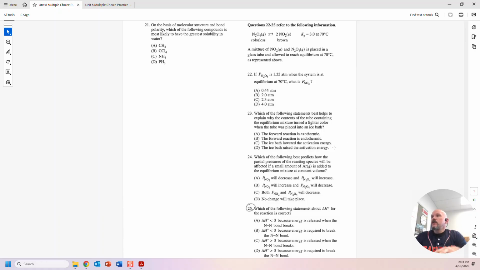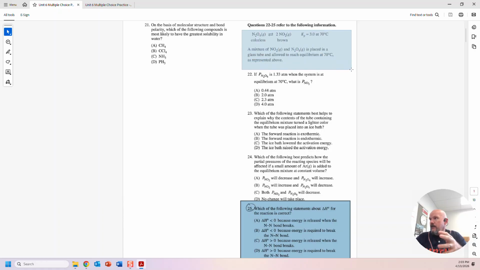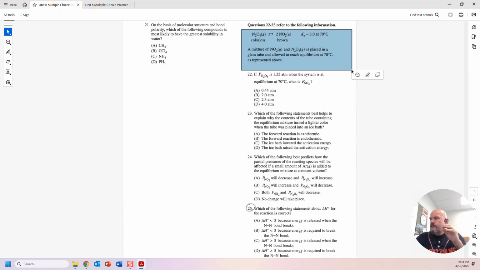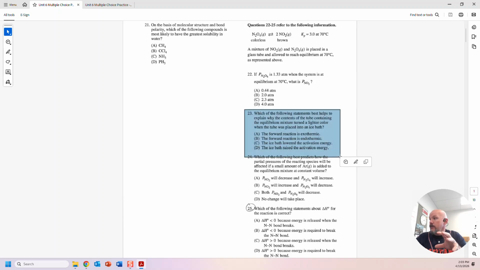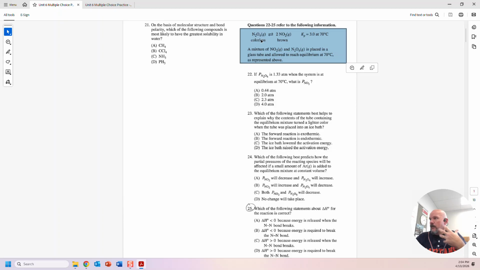So we're starting with 25, but as we look at the test, questions 22 through 25 reference this material here. What we're going to find out is we really need to have answered 23 to really know what we're doing in 25. But the first thing I want us to do here is jump to some conclusions based on what we're given.